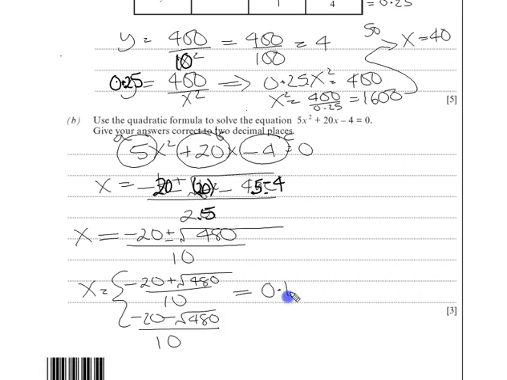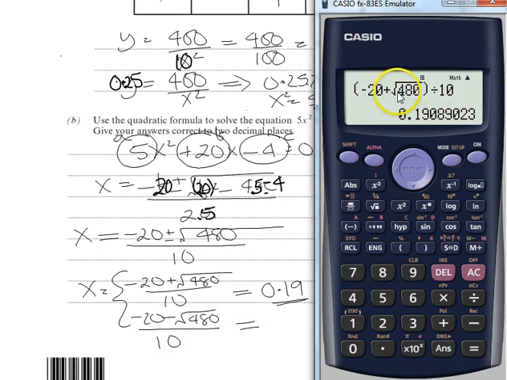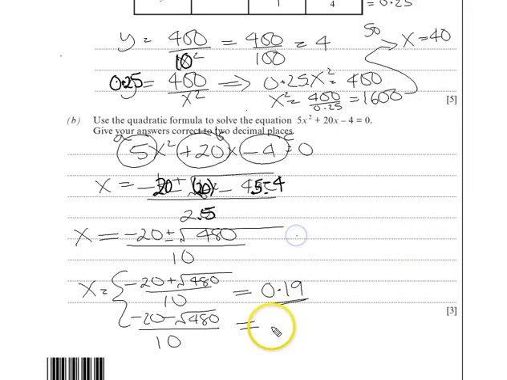So 0.19. Or it's equal to, so let's go back to our calculator, and you'll see here I've got minus 20 plus root 480, all that divided by 10. So I can just toggle back. Instead of plus 480, can you see everything's the same except that's a minus. So let's put in a minus. Yeah, everything's the same. So press equals, get the decimal, minus 4.19 to 2dp. Good.